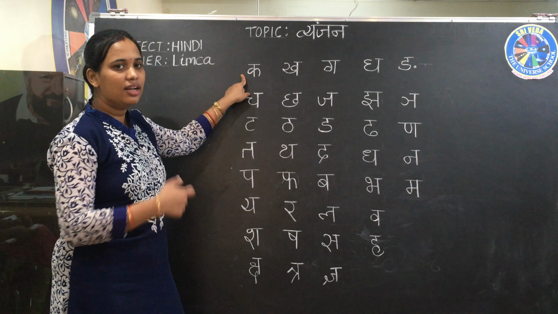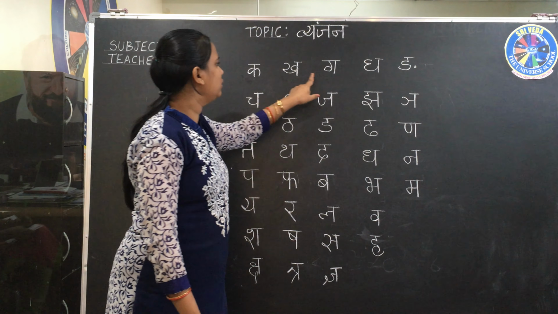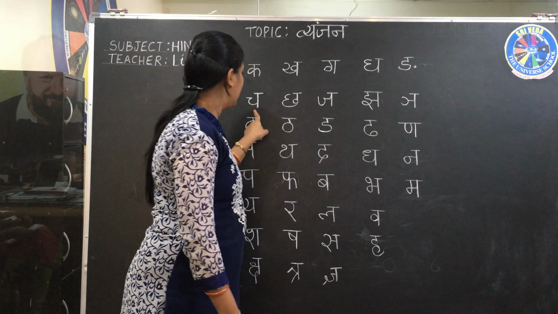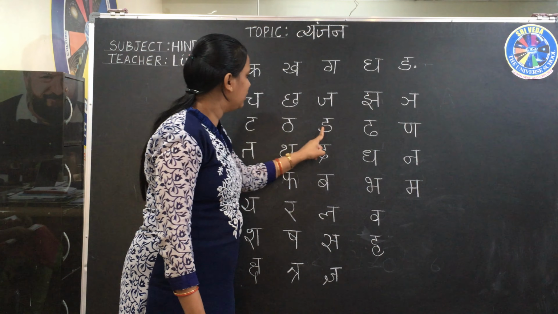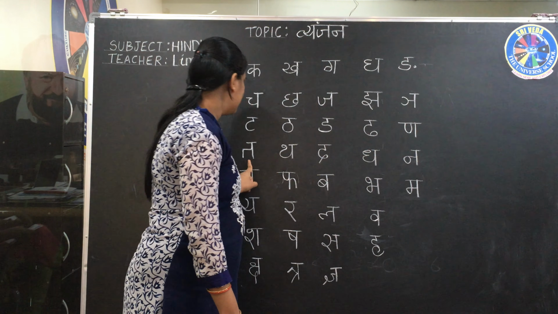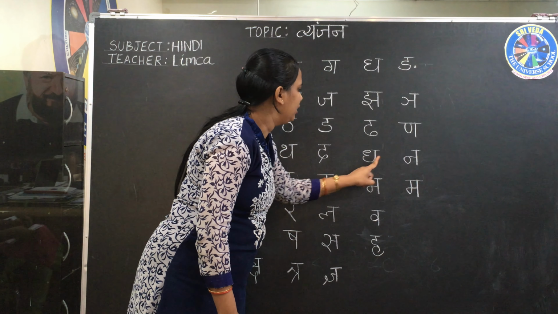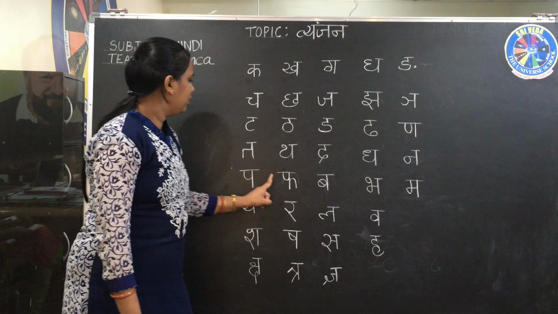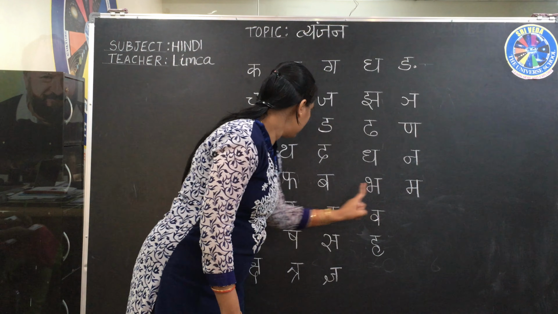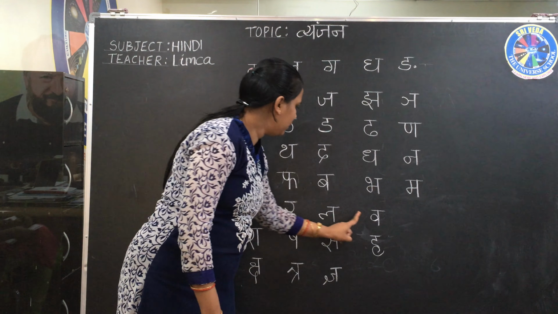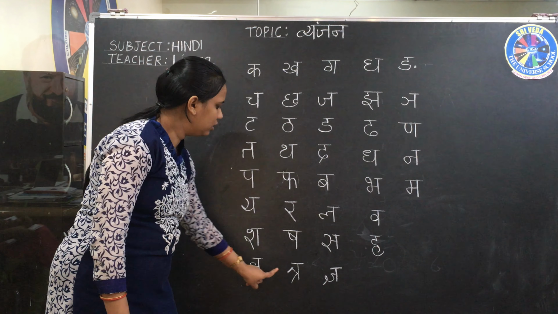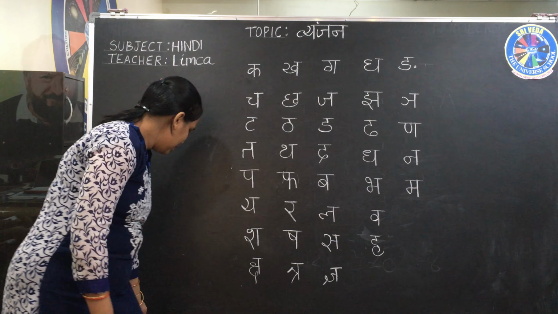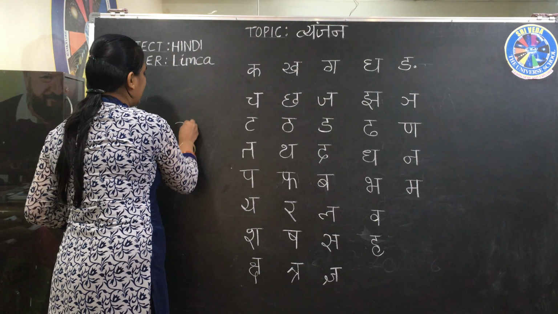Okay, so how many consonants are there? Let us count. 1, 2, 3, 4, 5, 6, 7, 8, 9, 10, 11, 12, 13, 14, 15, 16, 17, 18, 19, 20, 21, 22, 23, 24, 25, 26, 27, 28, 29, 30, 31, 32, 33, 34, 35, 36. There are 36.